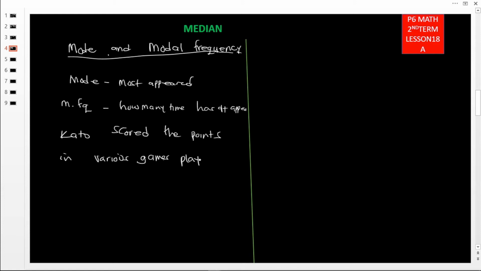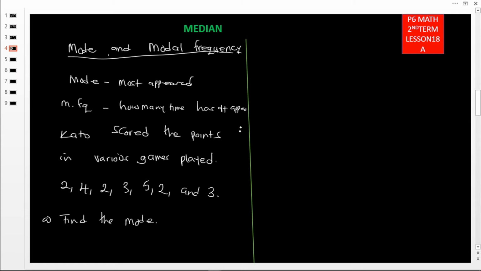Played in various games. So he scored 2, 4, 2, 3, 5, then you have 2, and a 3. Then our first question, part A here says find the mode.